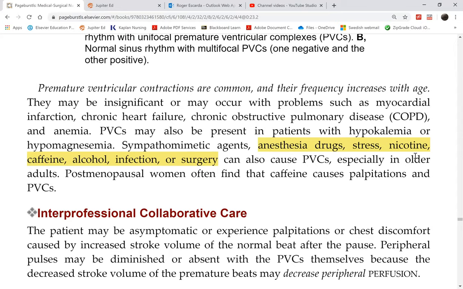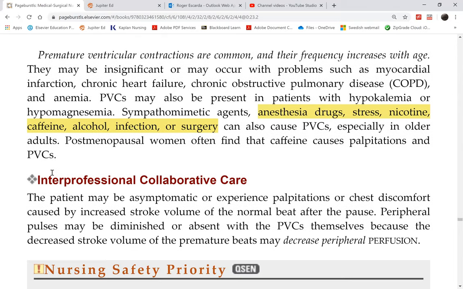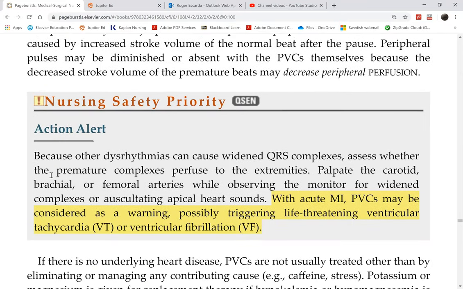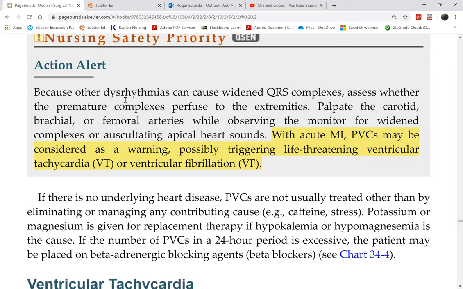These are the possible causes of PVCs. Coffee, again, another here. So coffee drinkers, you might want to really consider that. Go find another vice.